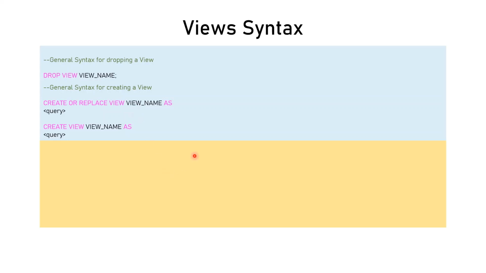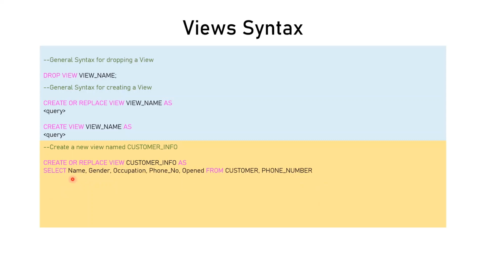All right. So let's see how this works in an example. So we will be creating a view named customer info and we will need those 5 attributes that we mentioned earlier in this view. So let's create that. So create or replace view customer info, and here customer info is the name of the view, as, and then we type our query. So you can see we have written select name, gender, occupation, phone number, and opened from customer, phone number.